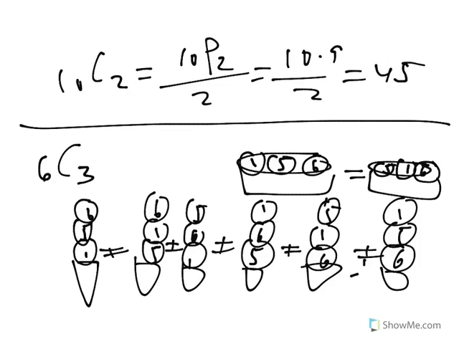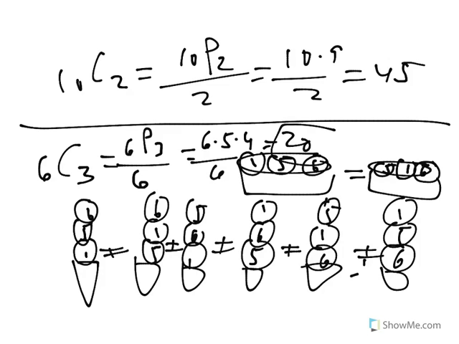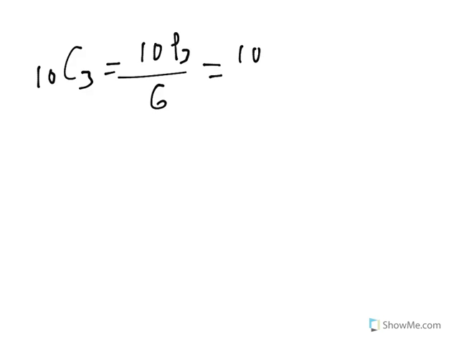So for when it's 63, I have to do 6P3, not over 2, but over 6. 6P3 is 6 times 5 times 4 over 6. So there's really just 20 different cups. So in general, 10C3 would be the same situation. It would be 10P3 over 6, which is 10 times 9 times 8 over 6, which is 120.